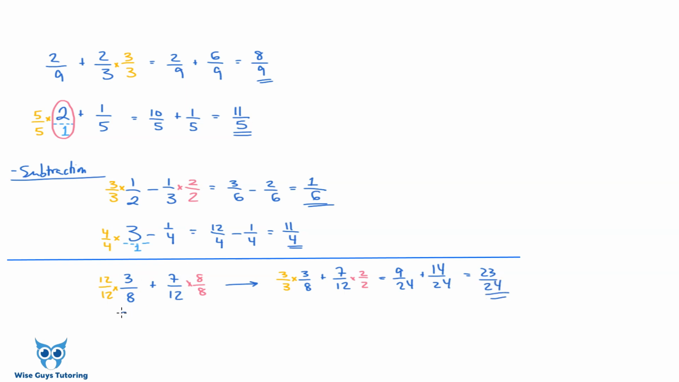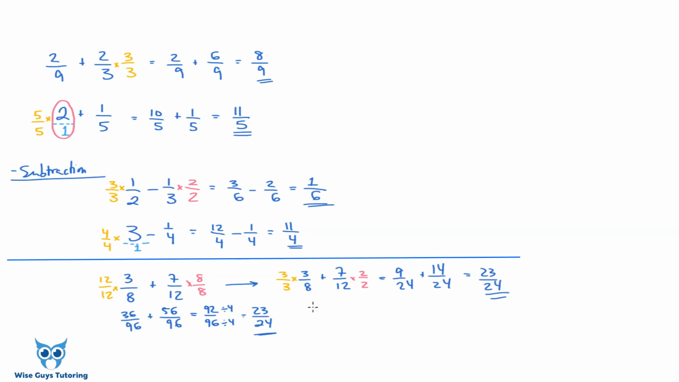Whereas in this case, you'd get 36 over 96 plus 56 over 96. And now this one gives you 92 over 96, which you can divide by 4 on top and bottom to simplify. And that still gives you 23 over 24. But like I said, extra steps, no need.